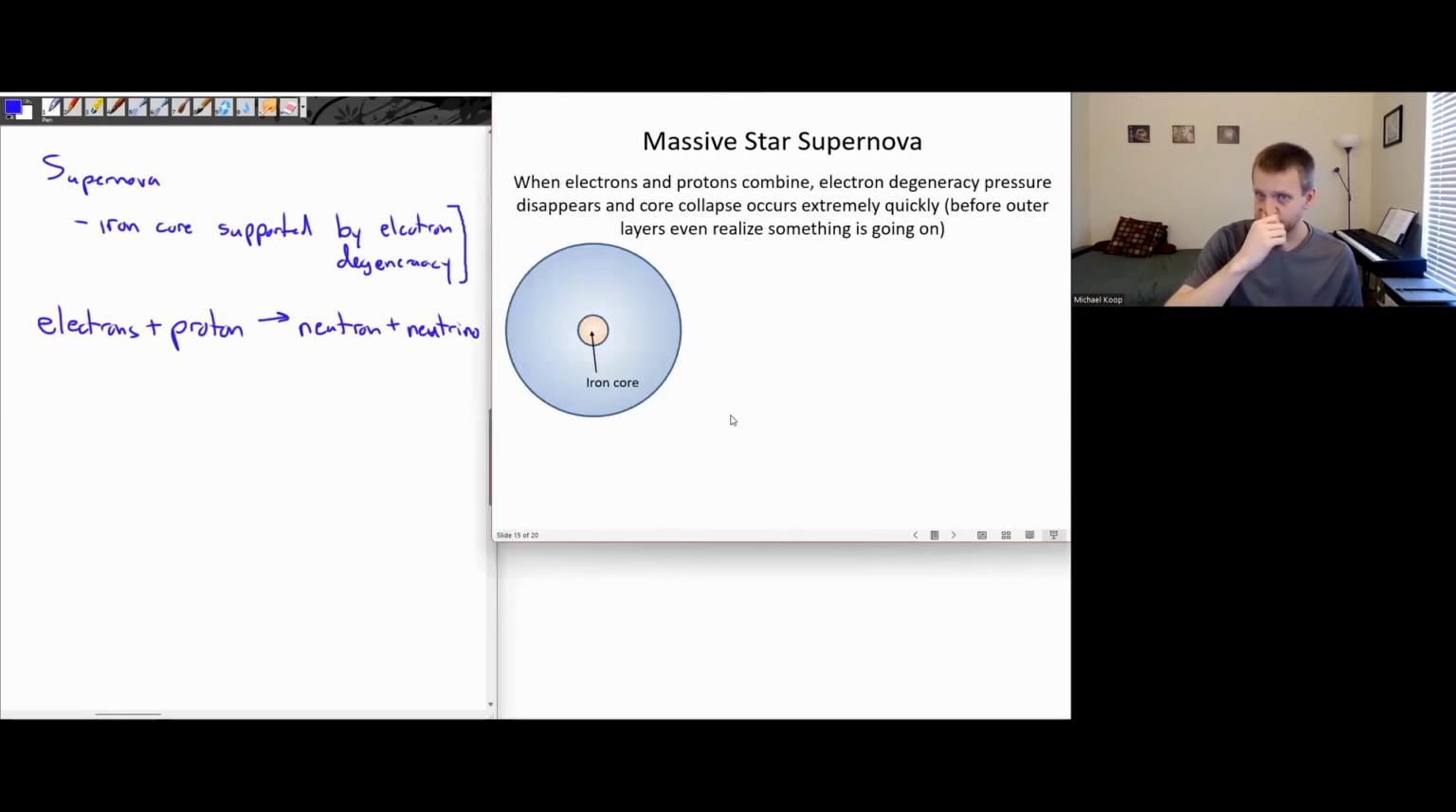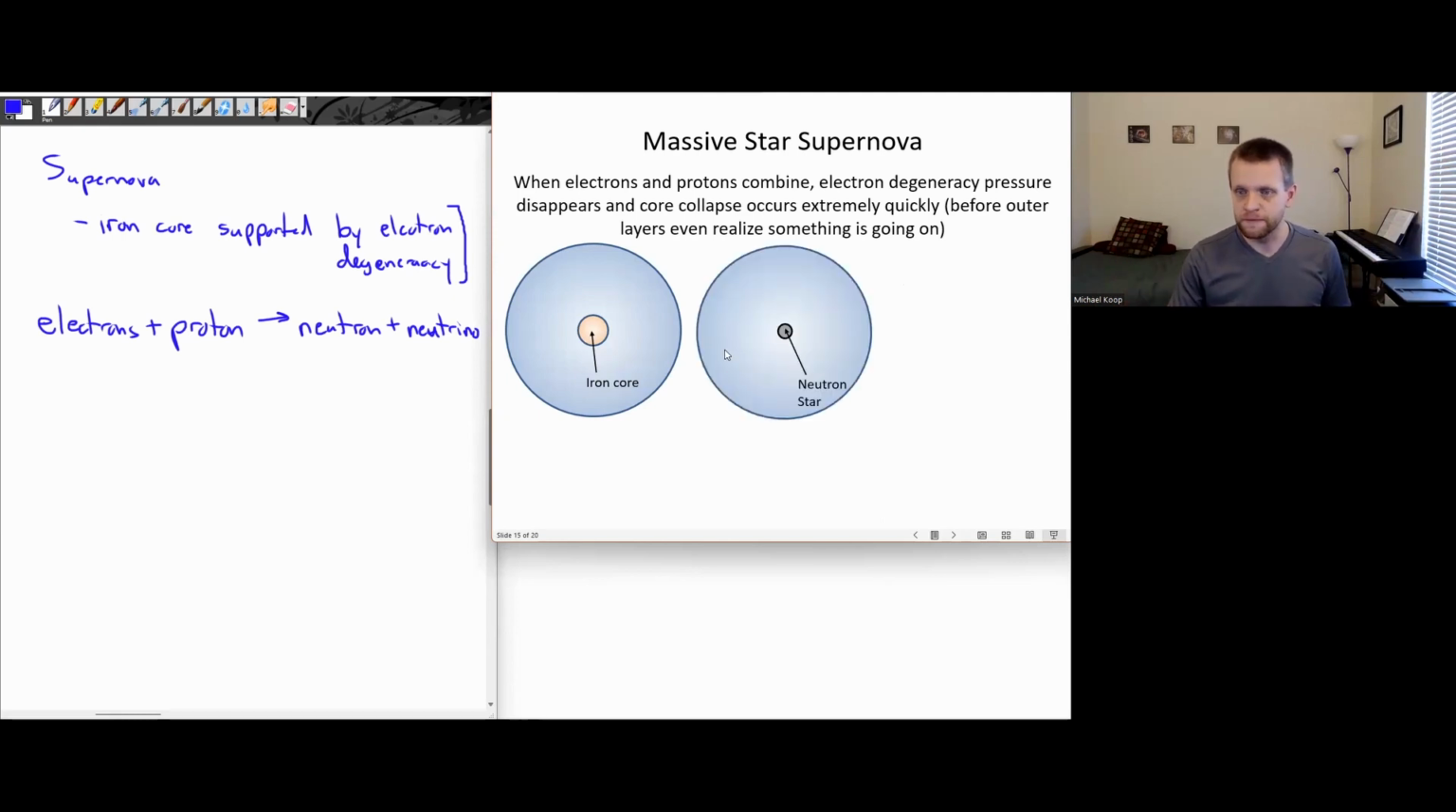So what's going to happen? When these electrons and protons combine, that electron degeneracy pressure disappears entirely. It was supporting against these massive gravitational forces pulling on this object, trying to compress the core. All of the forces resisting that are just gone. That core will collapse into something we call a neutron star before the outer layers of the star even notice what's going on. So this thing collapses into a neutron star.